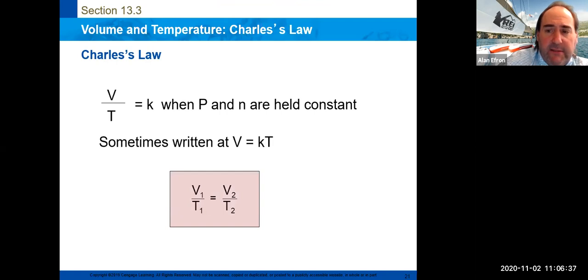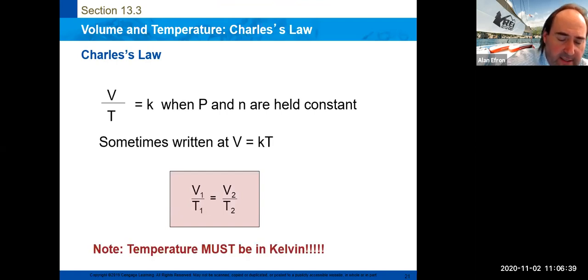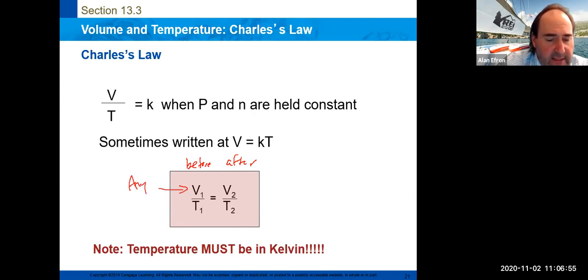And that does bring us to Charles' law relationship here. And this is V1 over T1 equals V2 over T2. Again, here, these are volumes kind of before and after. Volume can be in any unit you like, just like before, as long as they are the same on both sides. But temperature, as you can see here, does have to be in Kelvin for sure. So temperature does have to be in Kelvin. And again, that 273 relationship.